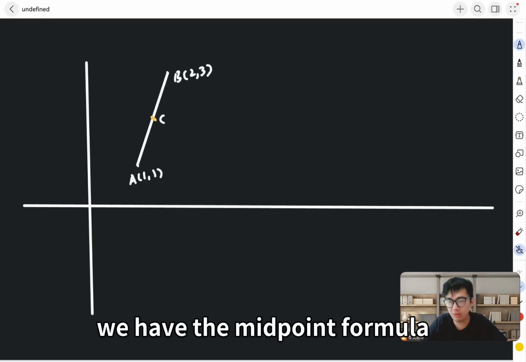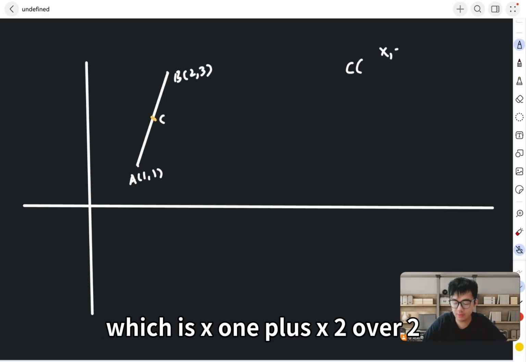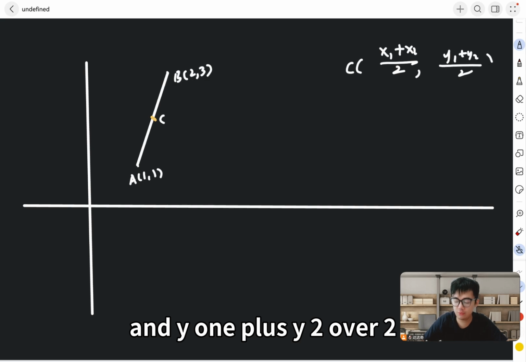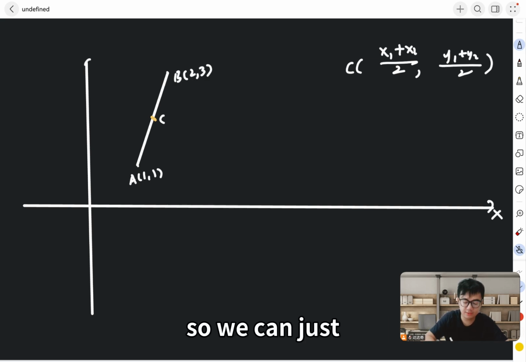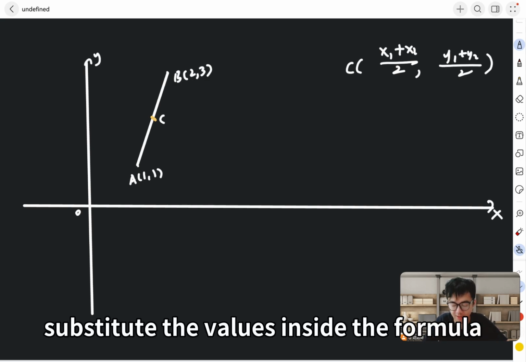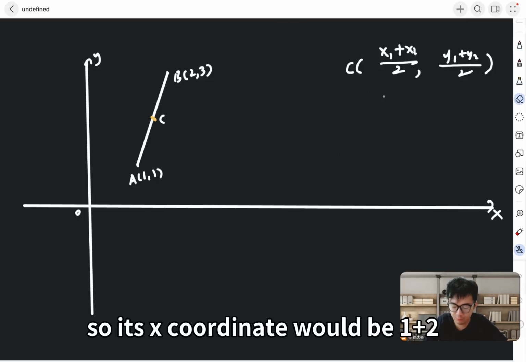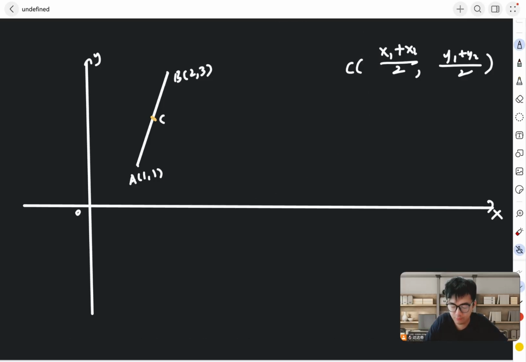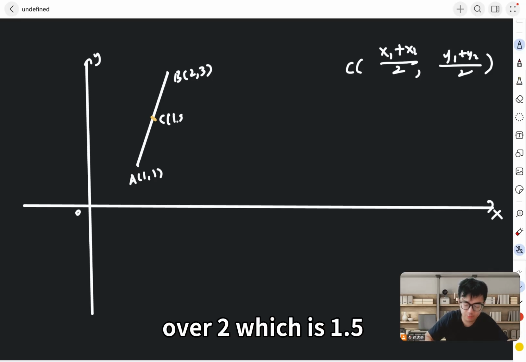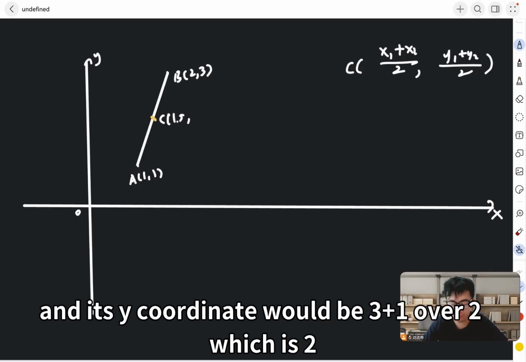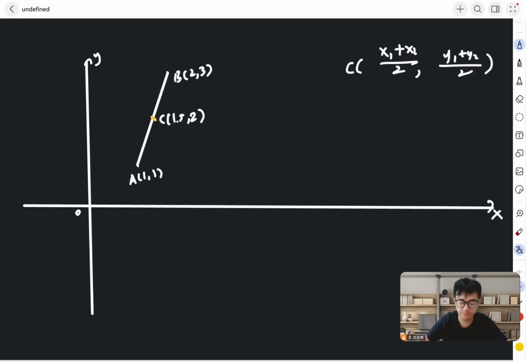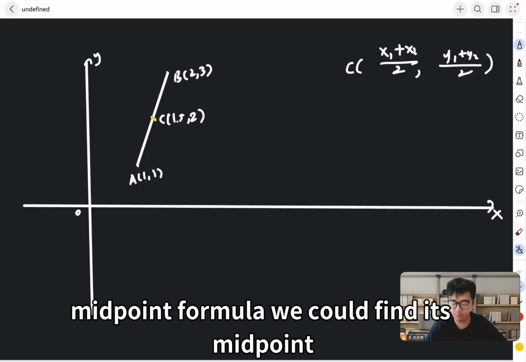We have the midpoint formula, which is (x1 plus x2) over 2 and (y1 plus y2) over 2. So we can just substitute the values inside the formula. Its x-coordinate would be (1 plus 2) over 2, which is 1.5. And its y-coordinate will be (3 plus 1) over 2, which is 2. Using the midpoint formula, we could find its midpoint.